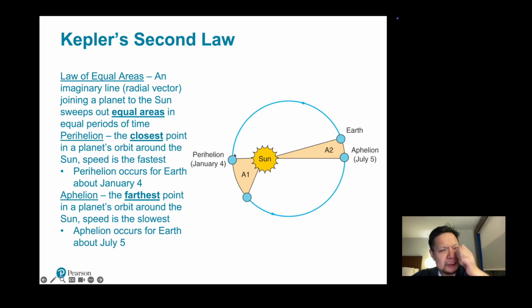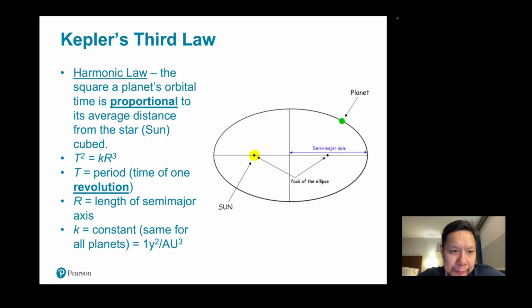So what is a perihelion? The perihelion is the point on the Earth's orbit that is the closest to the sun. That's around January 4th. And the point of the Earth's orbit that is the furthest away from the sun is called the aphelion, and that is on July 5th, right?